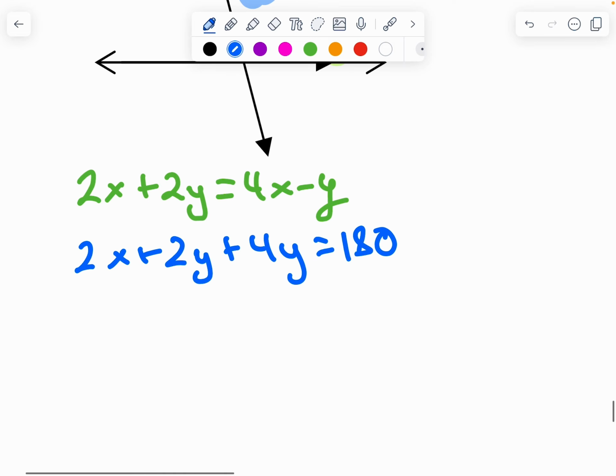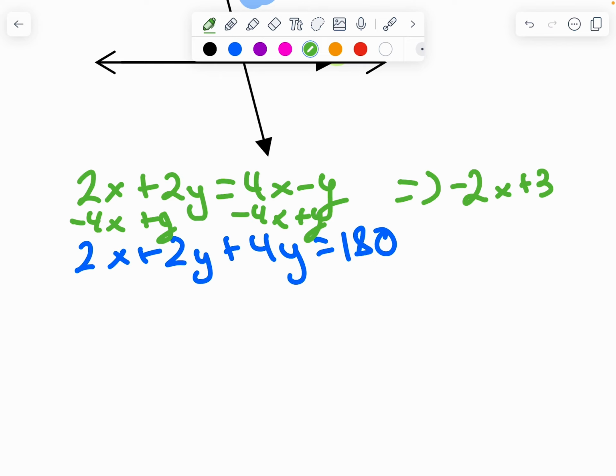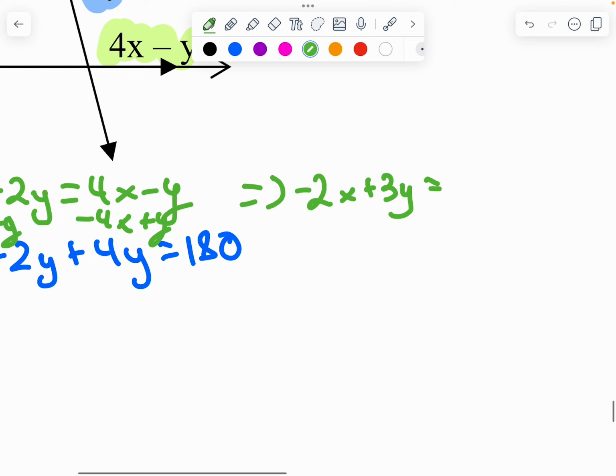So the first step whenever we're solving a system is that we have to get all of our variables on one side. In this case, I'm going to put them all on the left, and all of our constants on the other, in this case on the right. So let's start by subtracting 4x on both sides and then adding y. Right, this is just inverse of operations. So we end up getting negative 2x plus 3y is equal to 0, right?